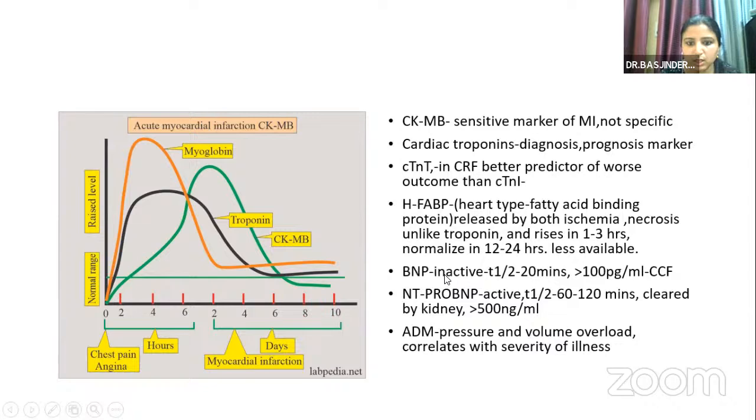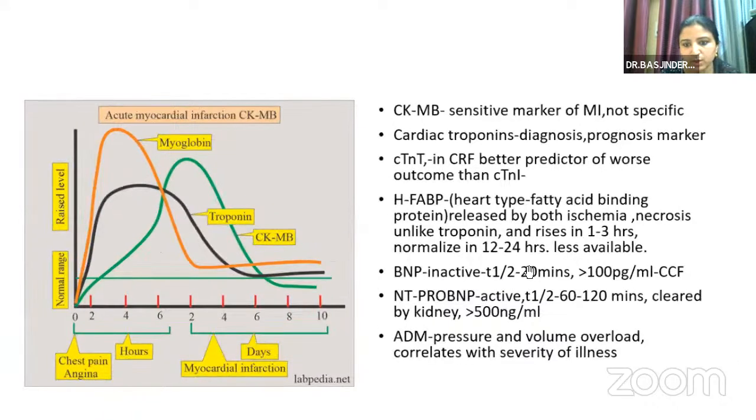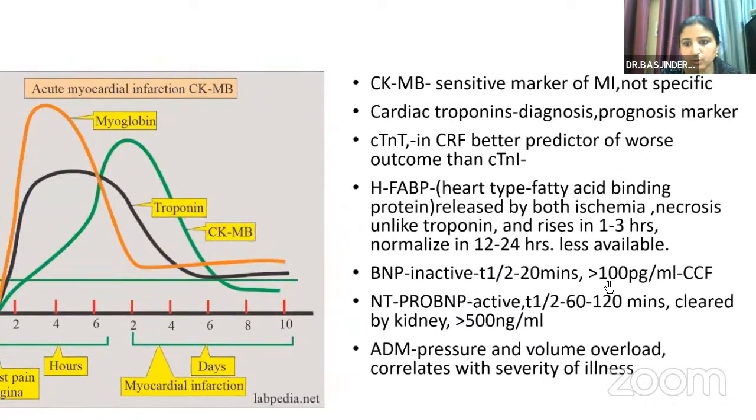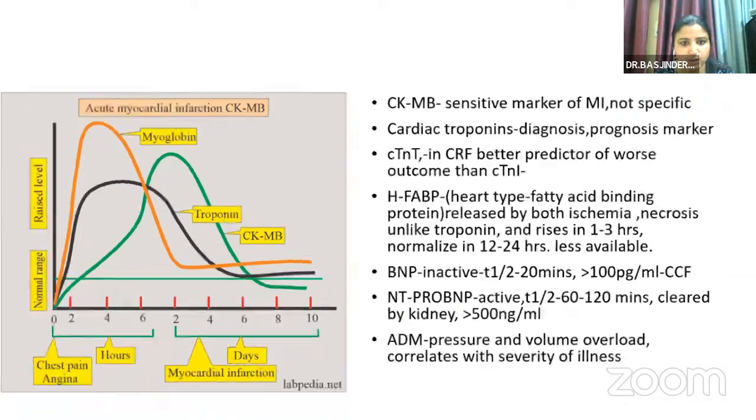BNP, which is the active form, has a half-life of 2 to 20 minutes, and levels of more than 100 picograms per ml are indicative of CCF. NT-proBNP, which is the inactive form of BNP, has a half-life of 60 to 120 minutes, gets cleared by the kidney, and values of more than 500 nanograms per ml are diagnostic of pressure or volume overload or heart failure. Adrenomedullin also causes pressure and volume overload, and it correlates with the severity.